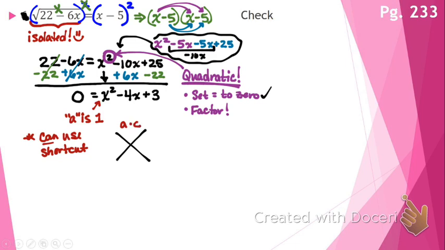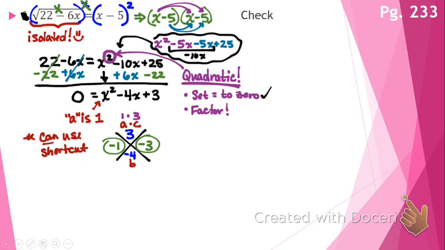A times c. What's my a value? 1. 1 times my c value, 3. When I multiply 1 and 3, I get 3. So 1 and 3. Negative 1 and negative 3. How do you guys know it has to both be negative? Because two negative numbers make a positive when I multiply them, and it has to add up to a negative number.